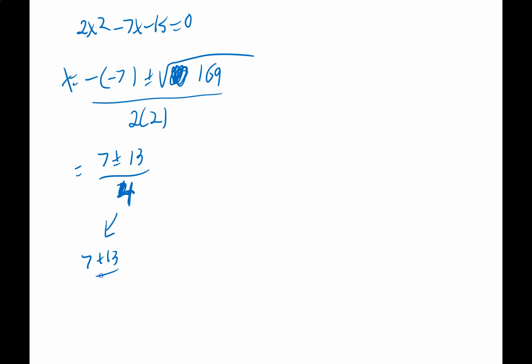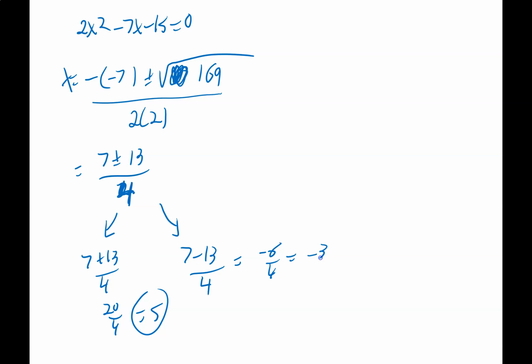And then easy peasy. 7 plus 13 over 4. 7 minus 13 over 4. 20 over 4 is 5. And 7 minus 13 is negative 6 over 4, which is negative 3/2. So what did I get? Two reals.